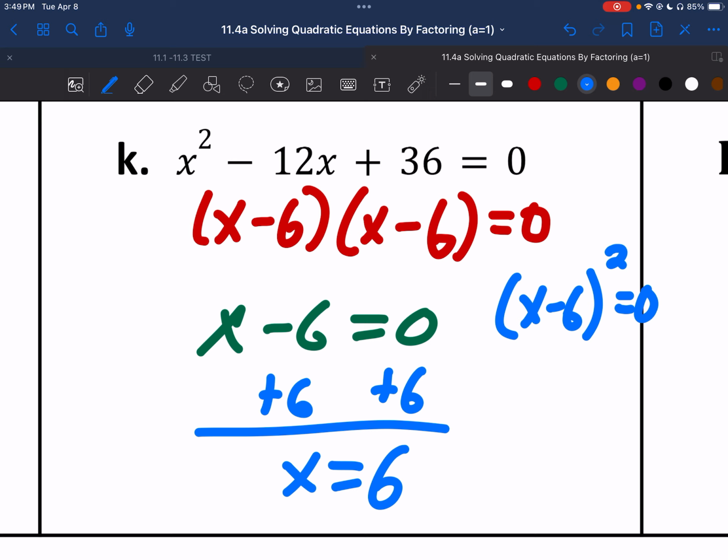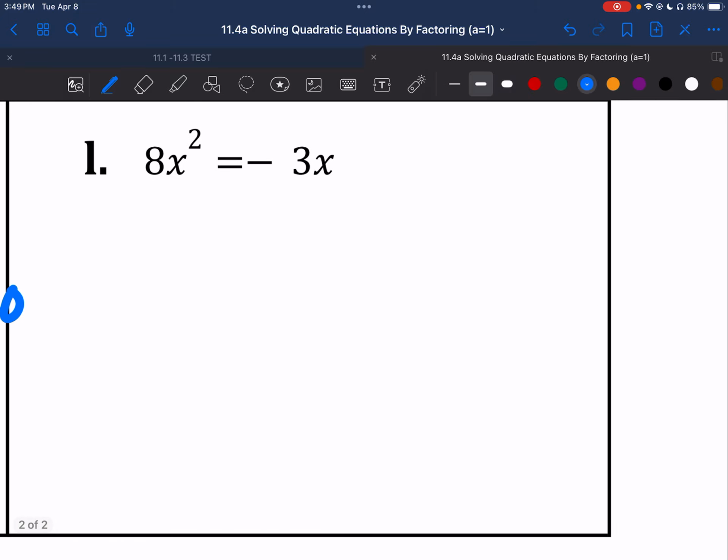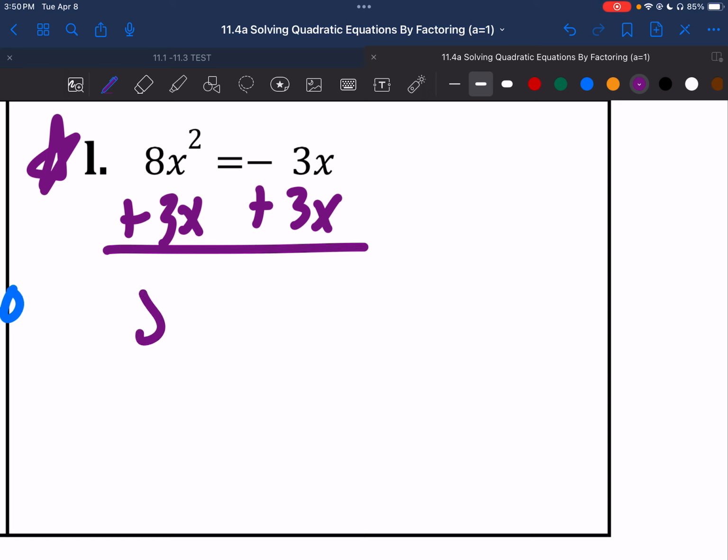All right, letter L, final problem for the day. I'm going to put a star next to this because this is the kind of question that I would give you on a quiz because I'm mean like that. But I want you to know that first you need to set this equal to 0. So we're adding 3x to both sides. So we've got 8x squared plus 3x equals 0.